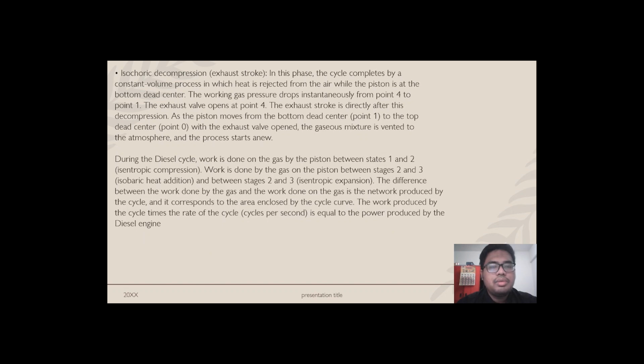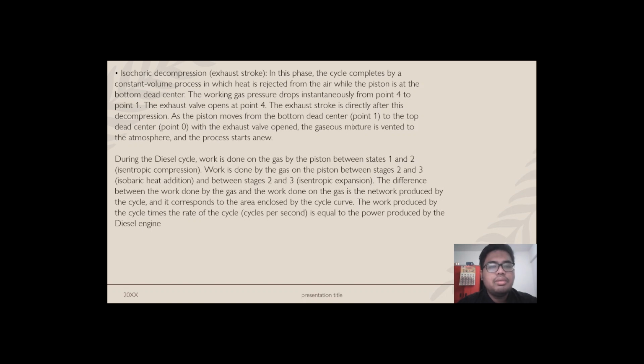Isochoric decompression, the exhaust stroke. In this phase, the cycle completes by a constant volume process in which heat is rejected from the air while the piston is at the bottom dead center. The working gas pressure drops instantaneously from point 4 to point 1. The exhaust valve opens at point 4. The exhaust stroke is a decompression as the piston moves from the bottom dead center, which is point 1, to the top dead center, which is point 0. With the exhaust valve open, the gaseous mixture is vented to the atmosphere and the process starts anew.